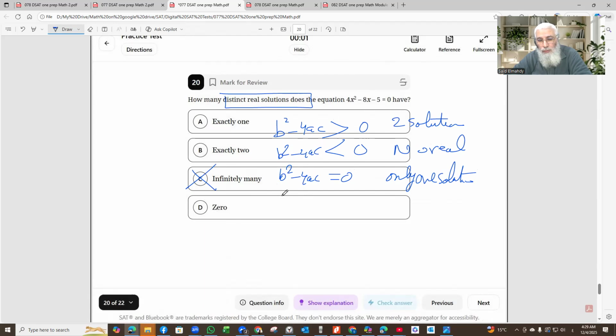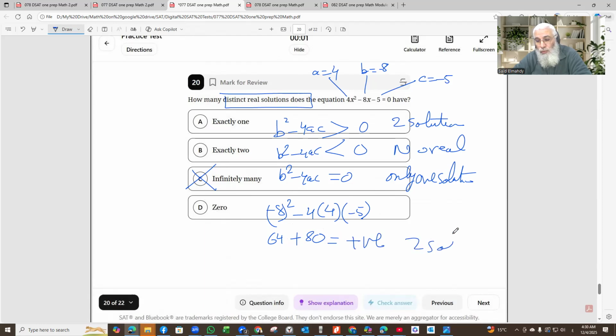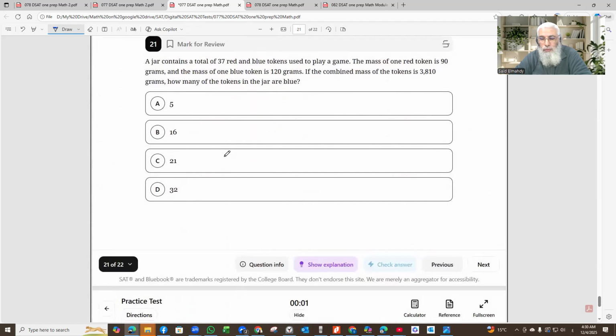So b is negative 8, a is 4, and c is negative 5. b squared is negative 8 squared, which is positive 64, minus 4 times a, 4 times 4, and c is negative 5. Negative multiplied by negative is positive. 4 times 4 is 16, times 5 is 80. So 64 plus 80 is a positive number. So it has two solutions. We don't need to calculate it. It just has two solutions because the discriminant is positive.